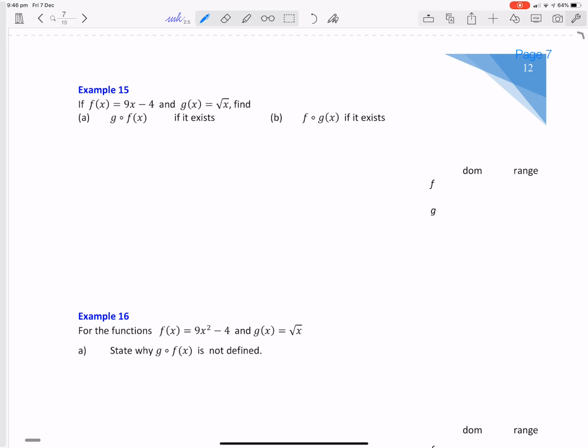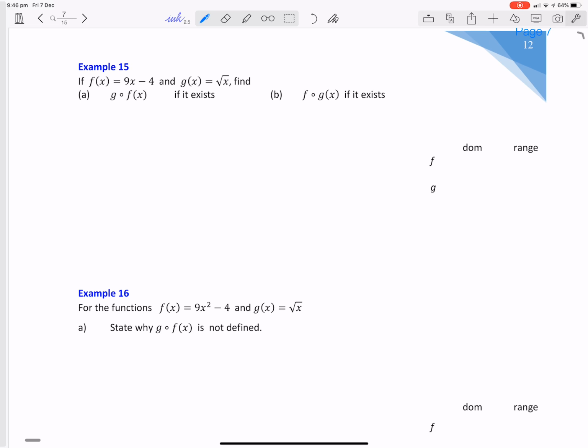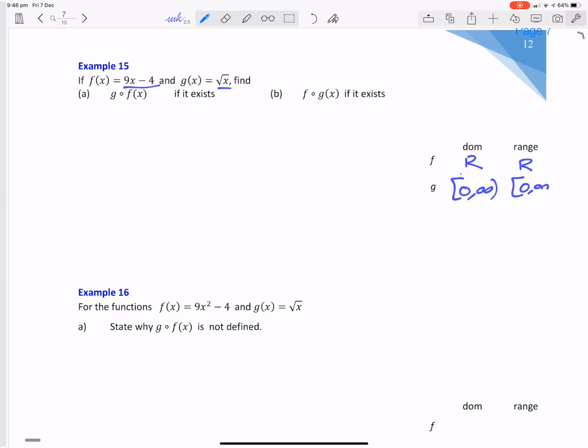If f of x is that, and g of x is that, find g of f of x if it exists, and f of g of x if it exists. So this is what I want you to do every single time. I want you to write the domain and range of both functions. So I've got a linear function, domain's all reals, range is all reals. We've got a square root function, that's from 0 to infinity, and its range is from 0 to infinity. So that's your domain and your range.